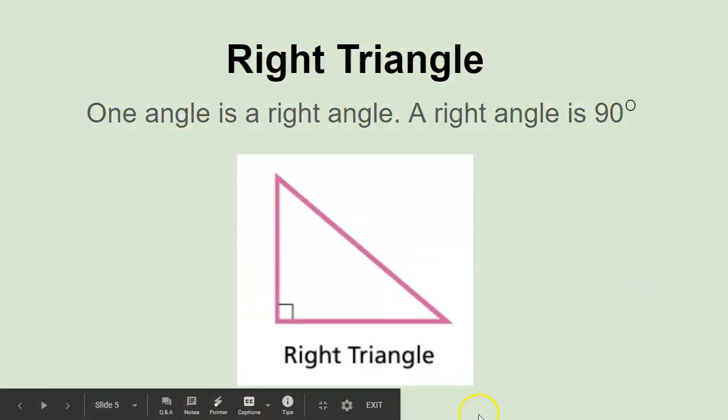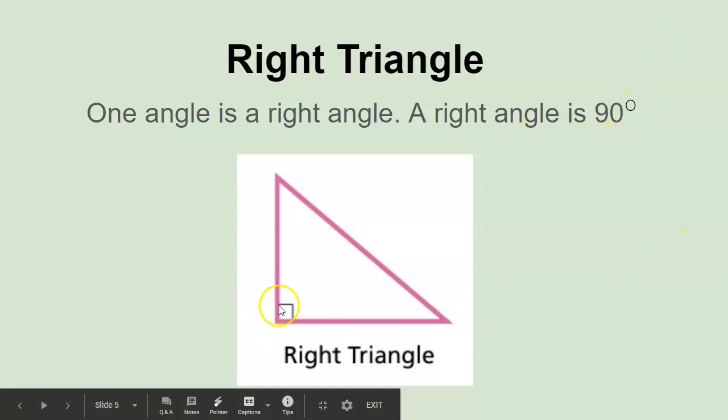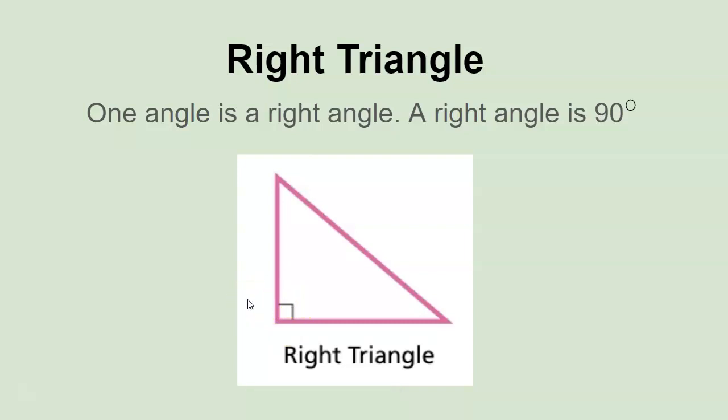So first we have the right triangle. And in a right triangle, one angle is a right angle. And a right angle, you probably already know this, is 90 degrees. That little circle means degrees, okay? So when you have a right triangle, you'll always see a little square. If you see that little square in the corner of the triangle, that means it's a 90-degree angle. So a right triangle is always going to have a 90-degree angle. Pause the video, write down your notes, draw a picture, and then push play when you're done.